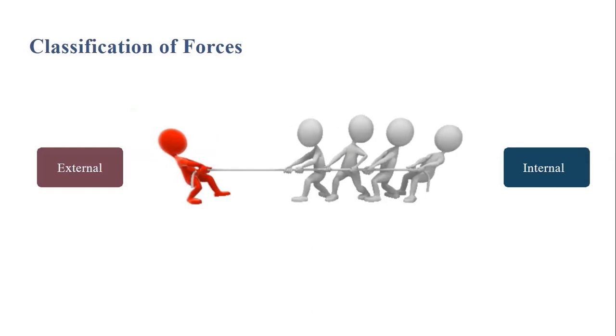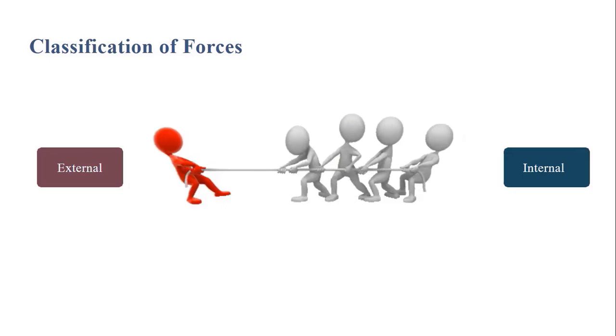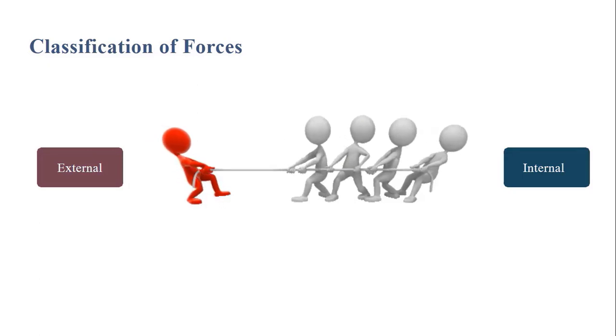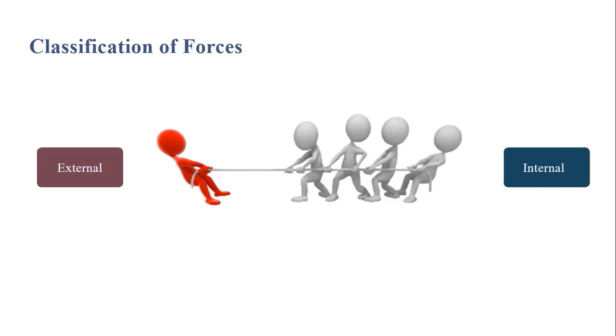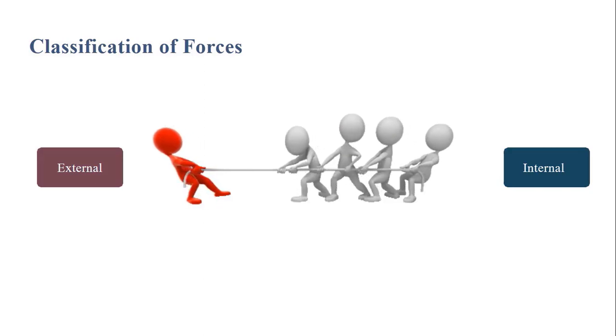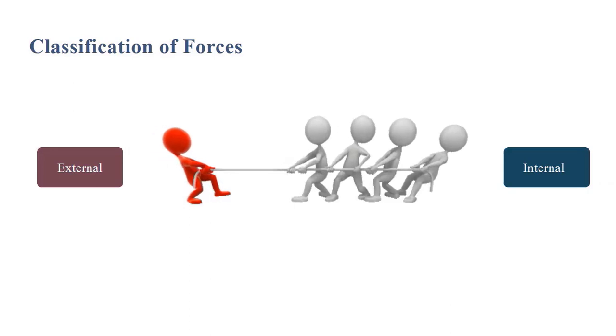So here is the classification of forces. There are two kinds of forces: one is internal forces, one is external forces. So you can see in the diagram that four persons are on one side and one person on the other side, and they are playing tug of war.